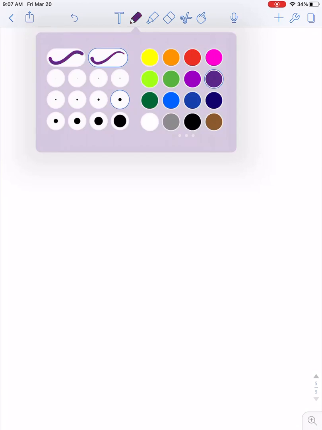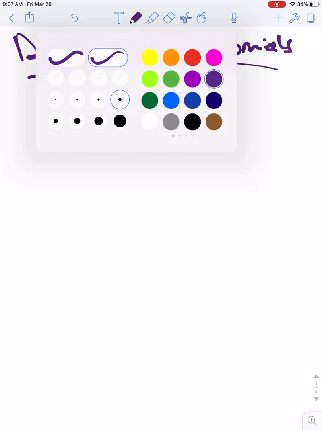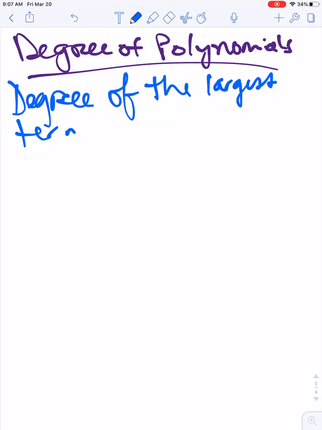Degree of general polynomials looks a little bit different. I know sometimes my handwriting might be a little sloppy, I'm sorry, but I think the degree of polynomials is a little bit easier, because it's just the degree of the biggest power of x, or the biggest term. So it's the degree of the largest term.